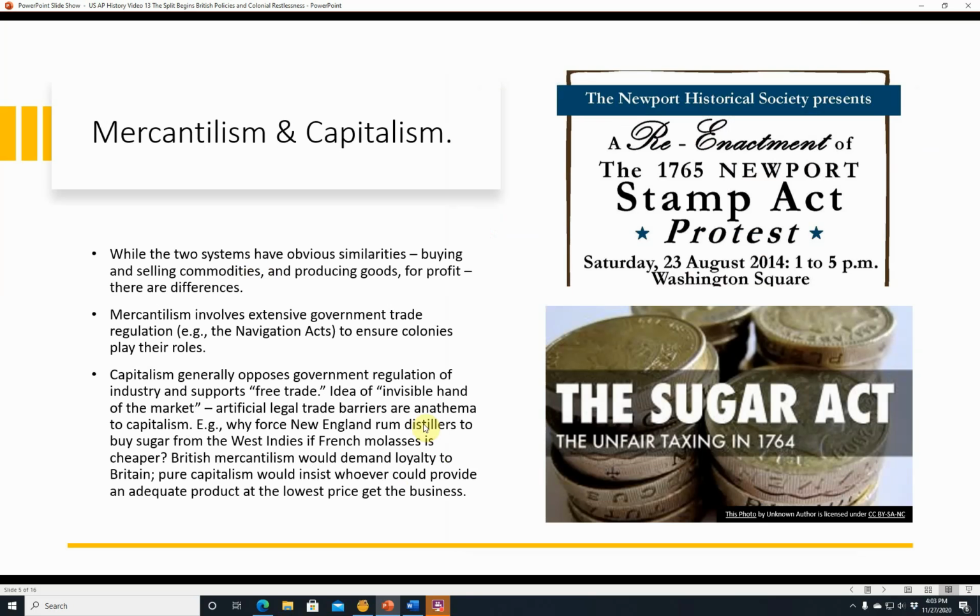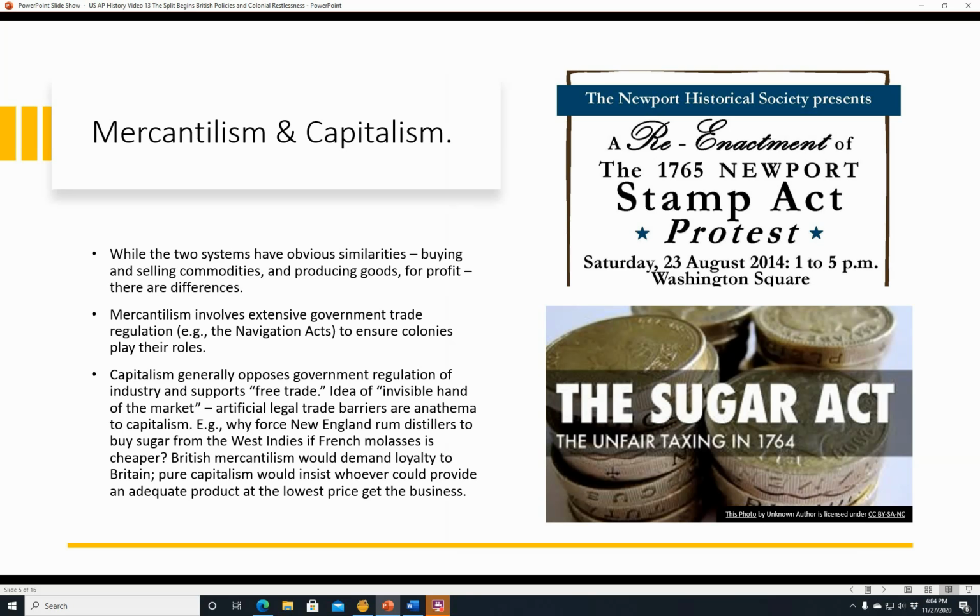Mercantilism and capitalism. While the two systems have obvious similarities, buying and selling commodities and producing goods for profit, there are differences. For example, mercantilism involves extensive government trade regulation, such as the Navigation Acts, to ensure colonies play their roles. Capitalism generally opposes the government regulation of industry and supports free trade.